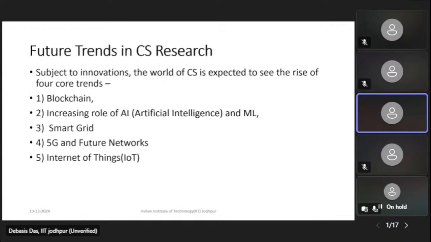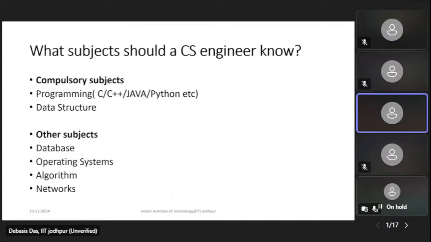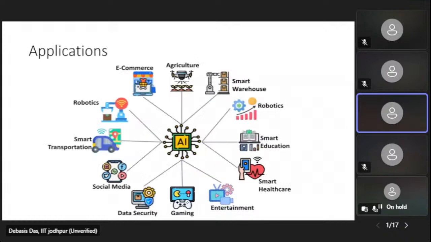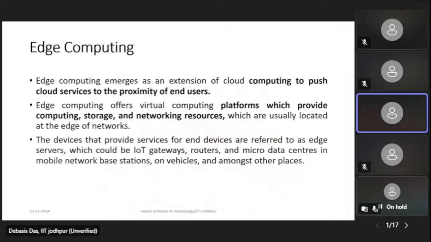Other than machine learning, as I just mentioned, we have blockchain, smart grid, 5G, and Internet of Things. These are research areas. Now we focus on the different types of AI system components. We have machine learning, cognitive computing, vision, natural language processing, neural networks, all those things. Different types of application I just mentioned.